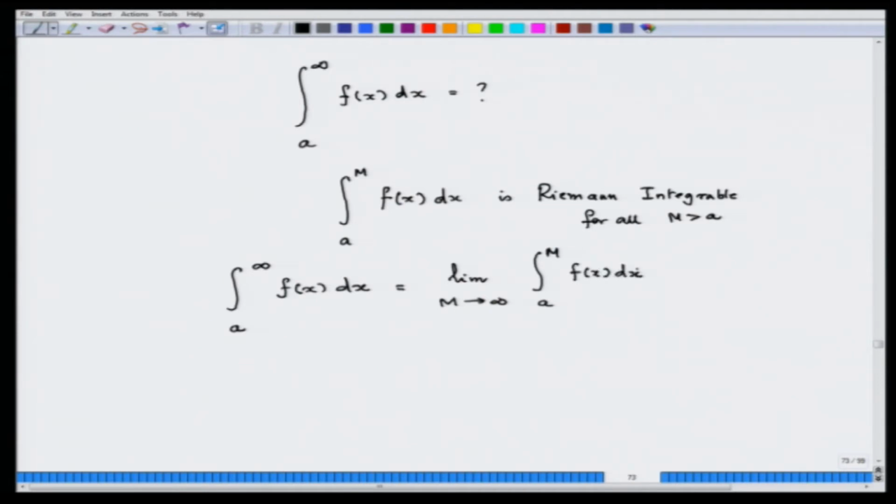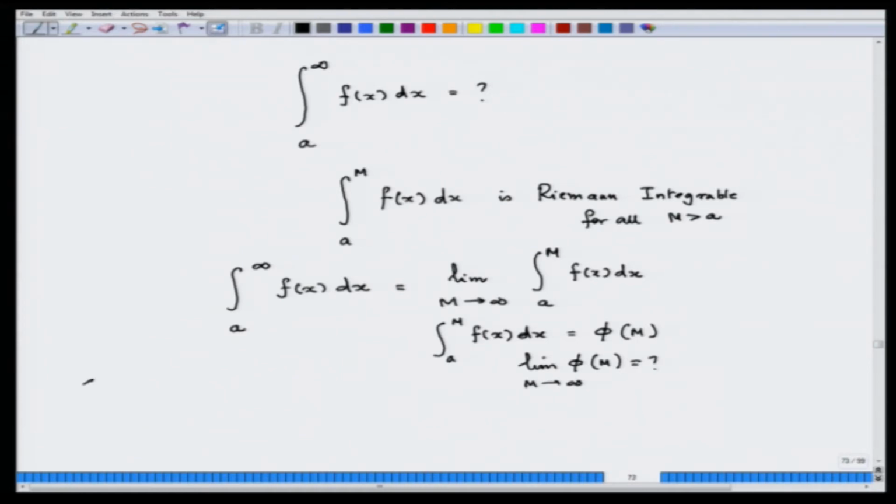What I am doing is that for every m I take an m bigger than a, then take another m bigger than that, and keep on increasing the value of m and keep on computing the value of this integral, and then take the limit of the values of the sequence that we create. Of course, you can create a sequence m1, m2, m3, m4, but in general this integral from a to m is nothing but a function phi of m, and basically I am trying to look at the limit of phi m as m tends to infinity.